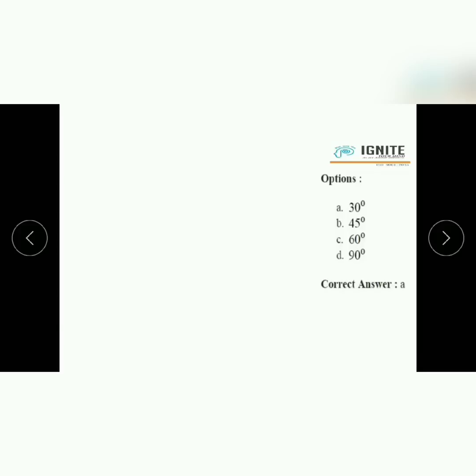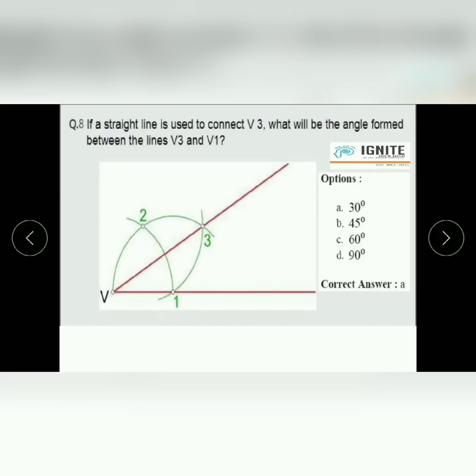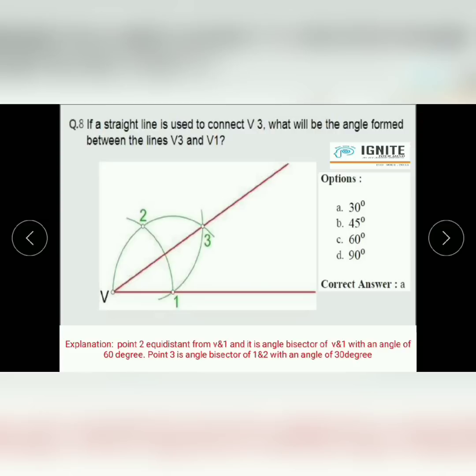Okay. Next, the 8th question. If a straight line is used to connect V3, what will be the angle formed between the lines V3 and V1? The correct answer is 30 degrees. How do we get it? Here, point 2 is equidistant from point V and point 1. That is, it's an angle bisector of V and 1 with an angle of 60 degrees. Therefore, it's an angle of 60 degrees.